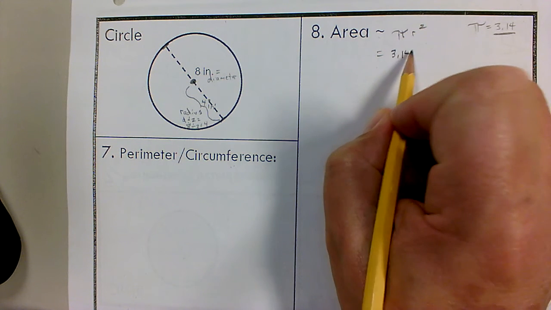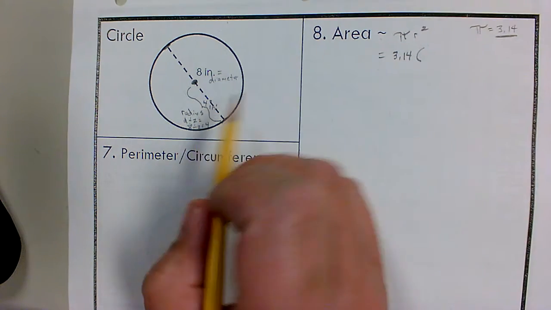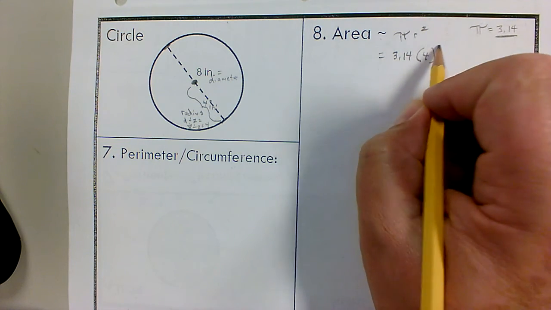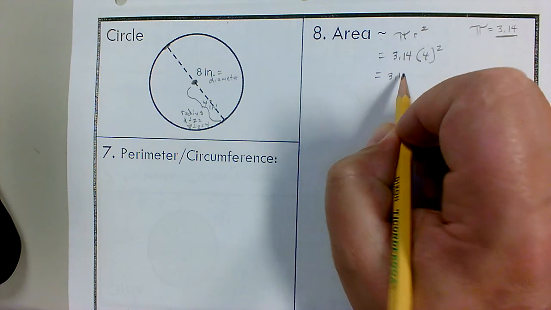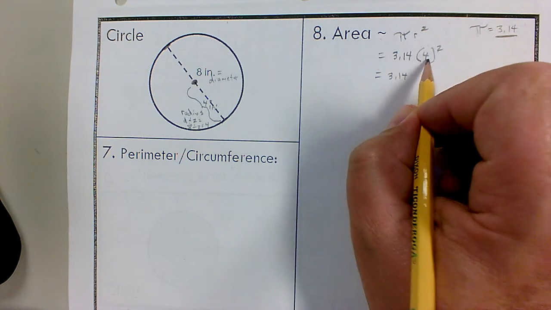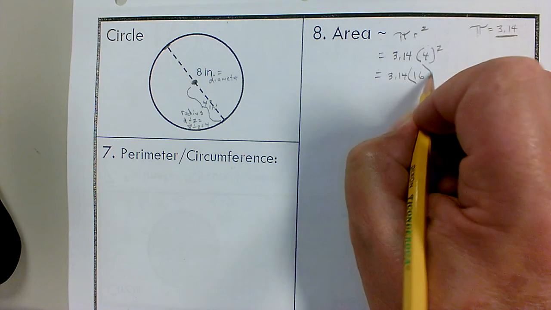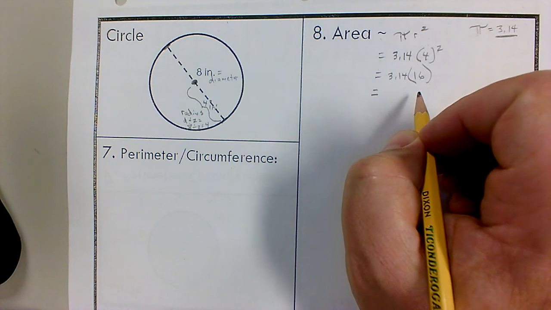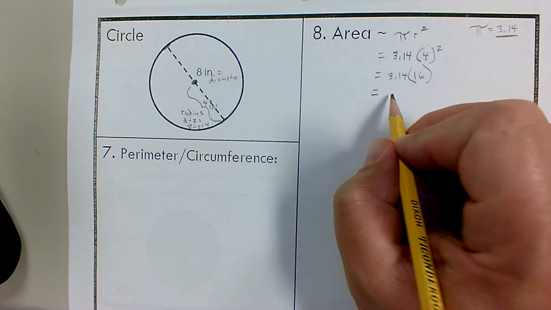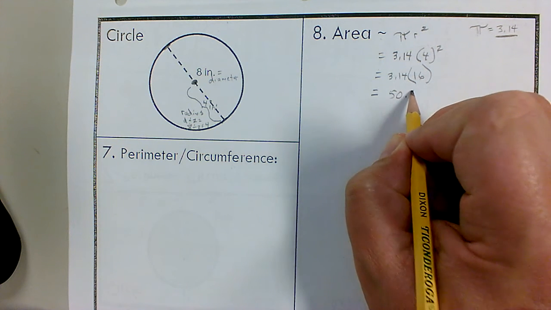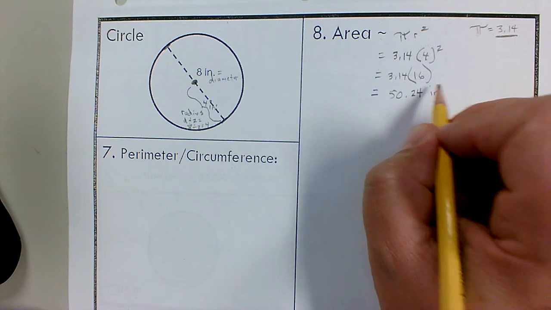So we've got 3.14 times the radius. The radius we found is 4 here, squared. So we've got 3.14 times 4 squared, which is 4 times 4, 16. 3.14 times 16 is 50.24. And in this case, since it's an area, it's inches squared.